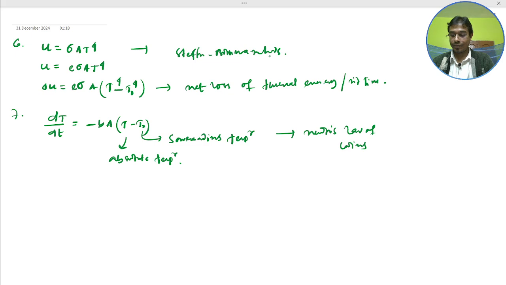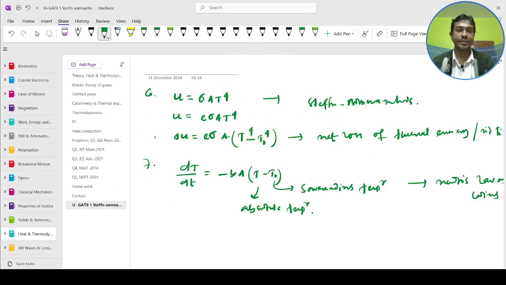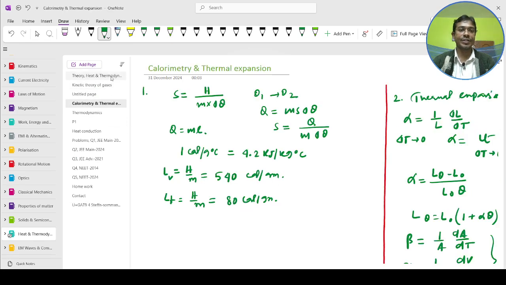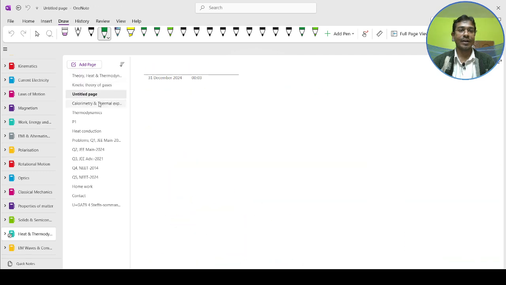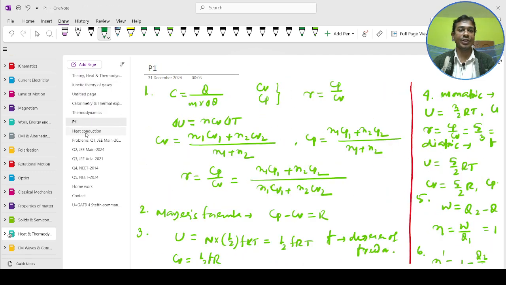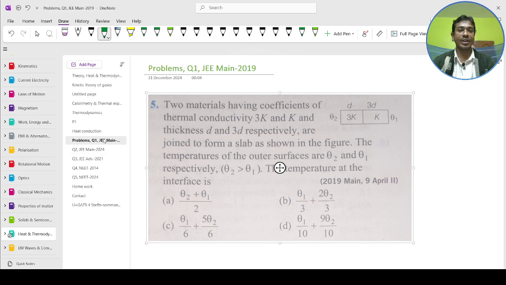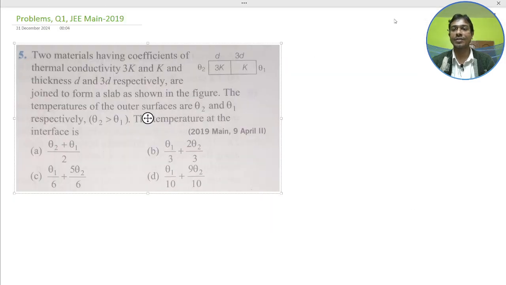So we just covered this in our theory discussion sessions, and now we switch from the lecture to the problem discussions.